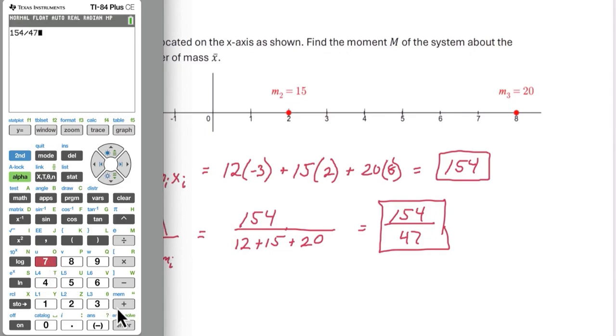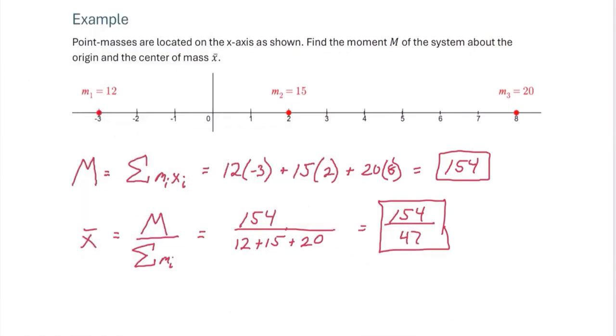We can get an approximation. It looks like that is roughly 3.2. So roughly right here, you have the center of mass.